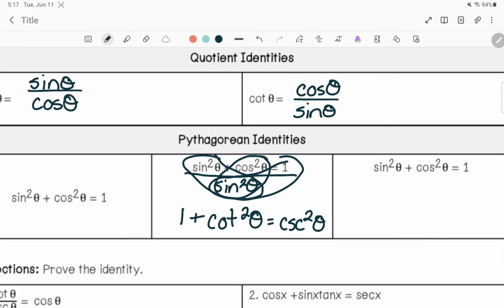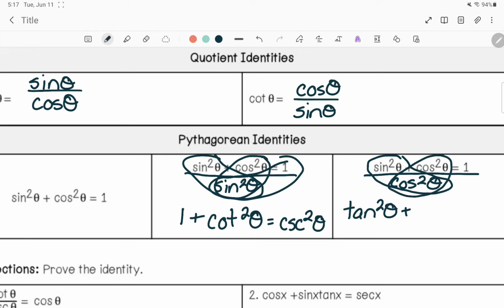Then lastly, let's do the same thing again, but this time we're going to divide by cosine squared theta. So this time we have sine squared divided by cosine squared. And using our quotient identities, that's going to give us tangent squared theta plus cosine squared divided by cosine squared. That's going to give us just 1 equals 1 over cosine squared theta, which using our reciprocal identities, we know will be secant squared theta.